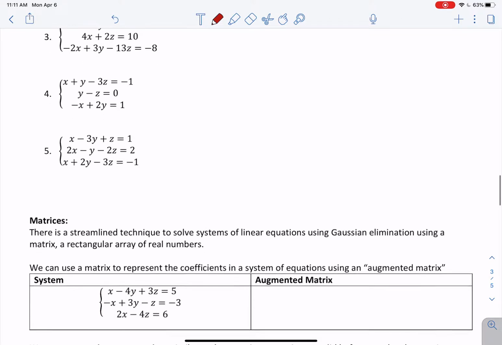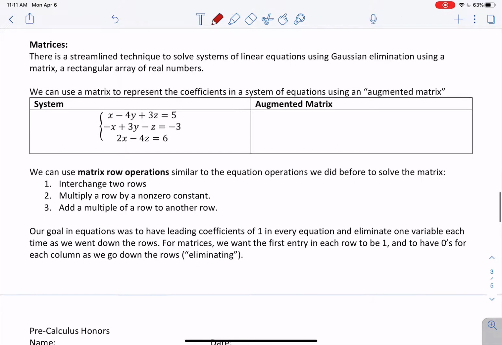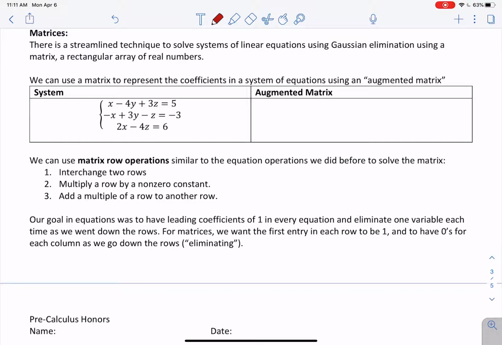So this is where matrices come in. We're going to do that same process, but use matrices instead. What we're going to do is use something called an augmented matrix. What the augmented matrix is, we're going to take the system, and instead of x, y, and z, we're just going to write the numbers in front of them. We know the place values of them because of where they are, so I'm just going to take like 1, -4, 3.